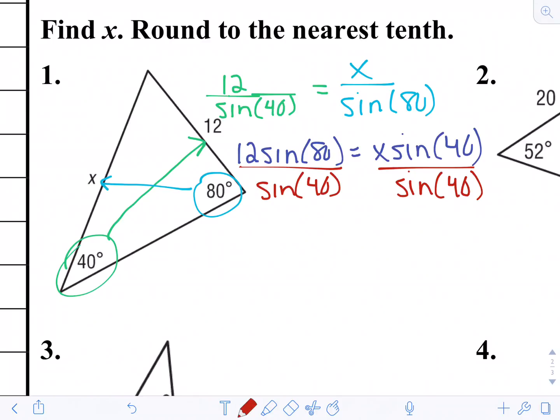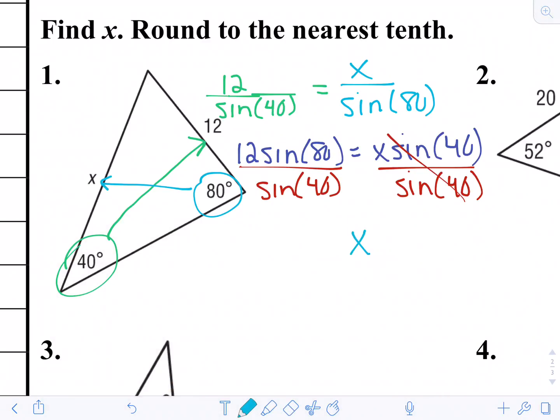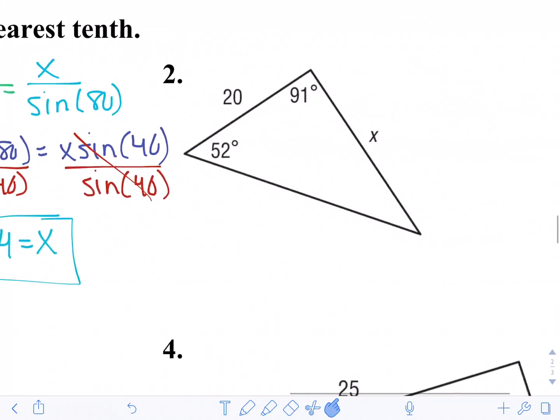Okay, so we know that these cross off. And then all you have to do is use your calculator. Now again, make sure your calculator is in degree mode, that way your answers come out okay. But when you do 12 times sine of 80 and divide it by sine of 40, round it to the nearest tenth, you should get 18.4. And again, there are no units on my triangle, so that's why this has no units for my answer.